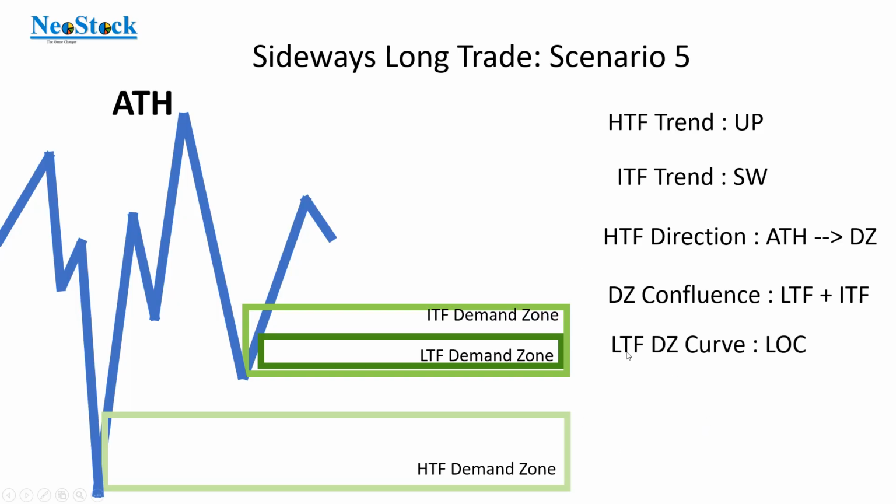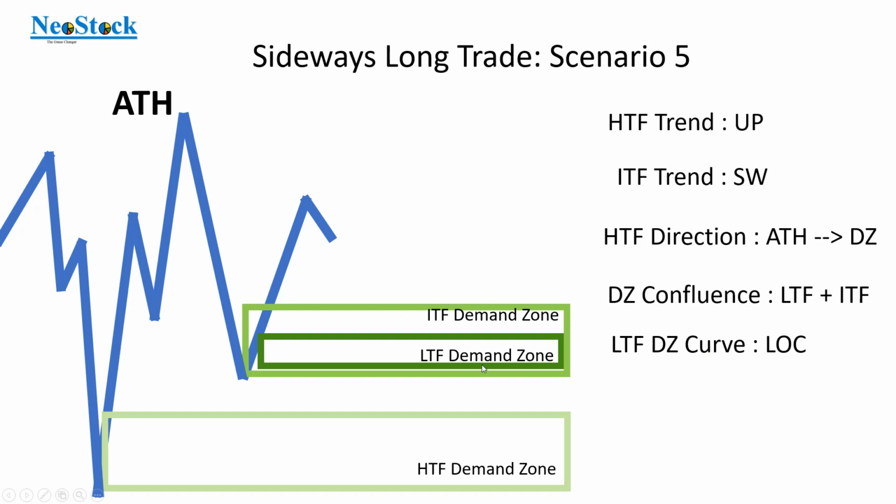Even in this scenario, the LTF demand zone's curve location should always be low on the curve, but not equilibrium. Because in the HTF all-time high scenario, you will be having only two parts in the curve. One is low on the curve and another one is equilibrium. So we should plan our trade only on the low on the curve.